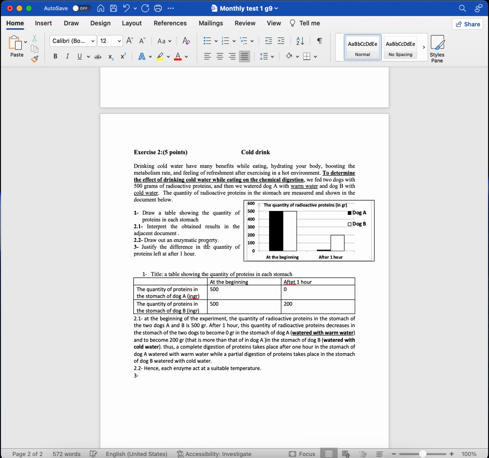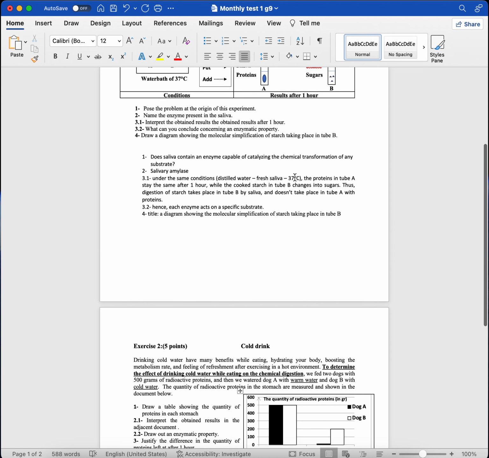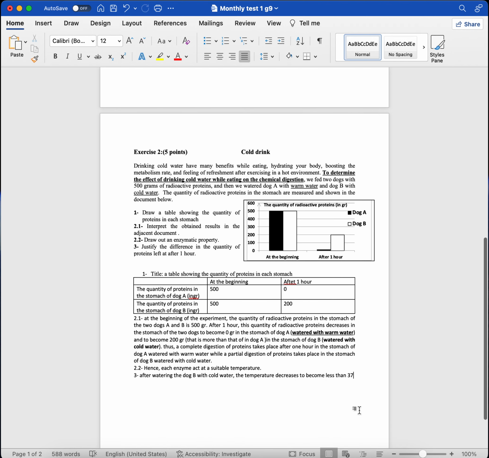Then 3. Justify this difference. After watering the dog B with cold temperature or cold water, the temperature of the stomach, or the temperature, decreases to become less than 37 degrees Celsius. I don't know how much it became, but it is less than 37. Why? Because he drank cold water.